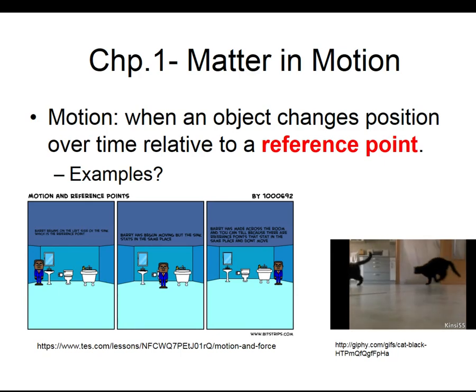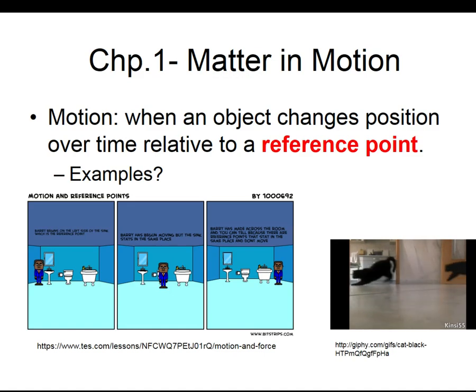So if we look at this little video down here of the cat, and you see the cat is running, and you know he's moving. Well, how do you know he's moving? You're comparing him to something. Maybe you're comparing him to the door, or the cabinet behind here, or this crack in the floor. But you see him moving from one side to the other, so you know that he is moving. So those are reference points. Maybe the cabinet is your reference point, or the door, or this crack. It's whatever you compare the object to, to see that there's movement.